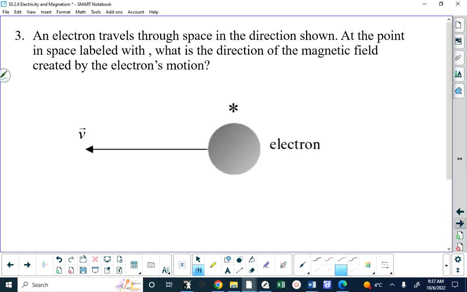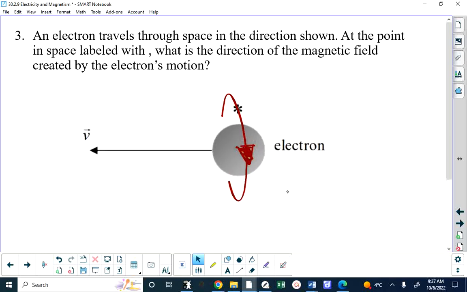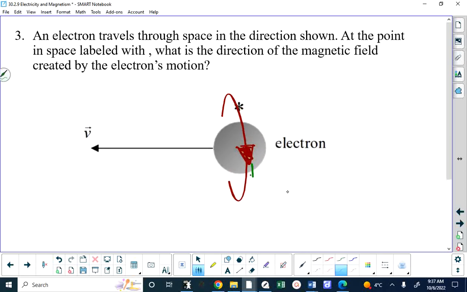What this actually looks like is that magnetic field orientation. And the magnetic field here is down. The magnetic field behind would be up. The magnetic field here would be in. The magnetic field here is out. So the answer is out of the plane of the paper.